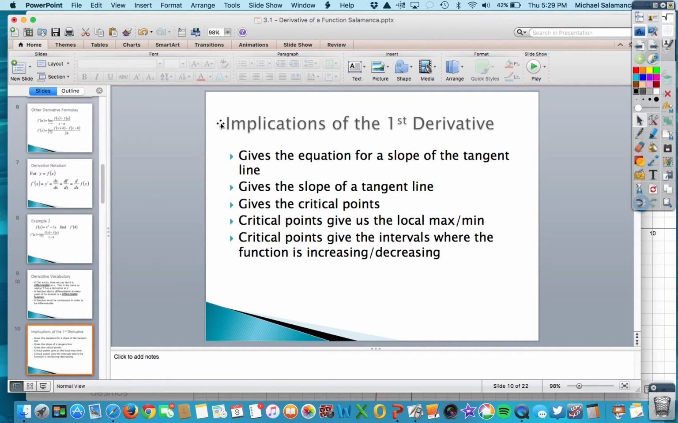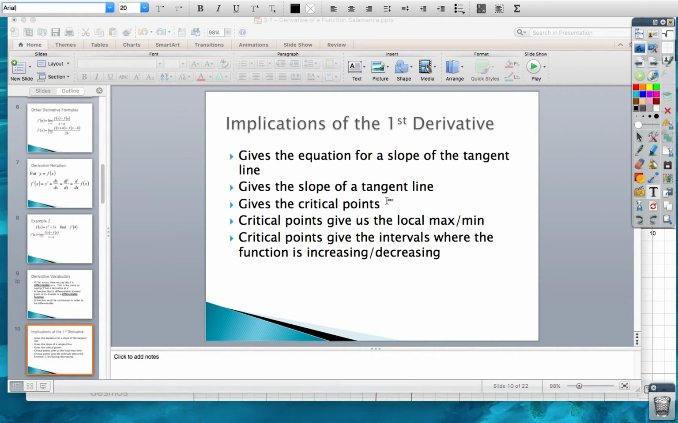Now, really important that you write this down. These are some of the implications of the first derivative. So one, the first derivative gives us the equation for a slope of the tangent line. So this is not the same thing as the equation for a tangent line. This is the equation to find the slope of a tangent line. Two, it gives us the slope of a tangent line once we find a specific point. Three, it gives the critical points. So the critical points tell us where a graph starts to increase or decrease.